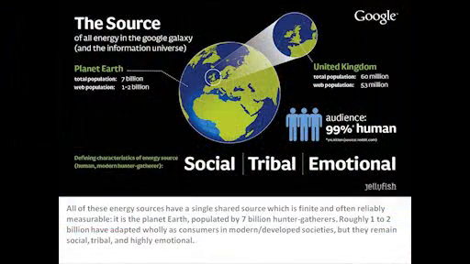All of these energy sources have a single shared source, which is finite and often reliably measurable. It is the planet Earth, populated by 7 billion hunter-gatherers. Roughly 1 to 2 billion have adapted wholly as consumers in modern and developed societies, but they remain social, tribal, and highly emotional. Zoom in.